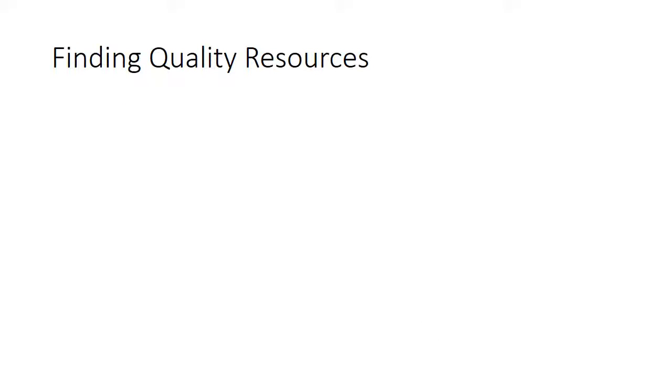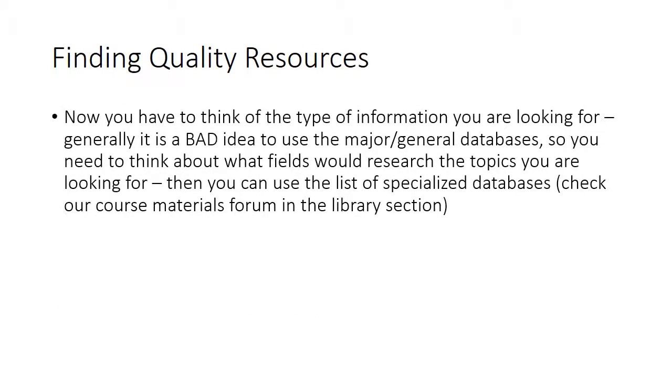Finding quality resources now. You have to think about the type of information you're looking for. It's generally a bad idea to go to a general database or the most generic database that you can find. It isn't going to have really refined information, especially if you're doing this research for academic purposes. So you need to think about what fields are going to do research on the topics you're looking for, on the issues you're looking for.